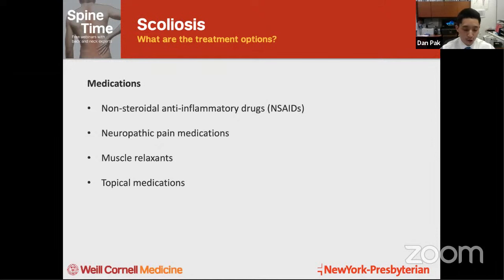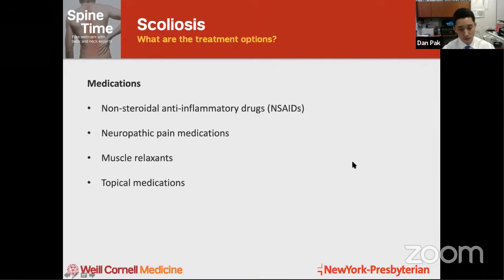So when we're talking about conservative management, we really try to approach this from a multi-modality standpoint. So in addition to physical therapy and doing home exercises, we try to utilize non-opioid medications whenever appropriate. And so this includes medications such as non-steroidal anti-inflammatory medications and neuropathic pain medications. These are medications that you may have heard of, such as gabapentin, Lyrica, or Cymbalta. And these are specifically for patients with shooting pains down the legs, which is something that we'll talk a little bit more about in the next couple slides.